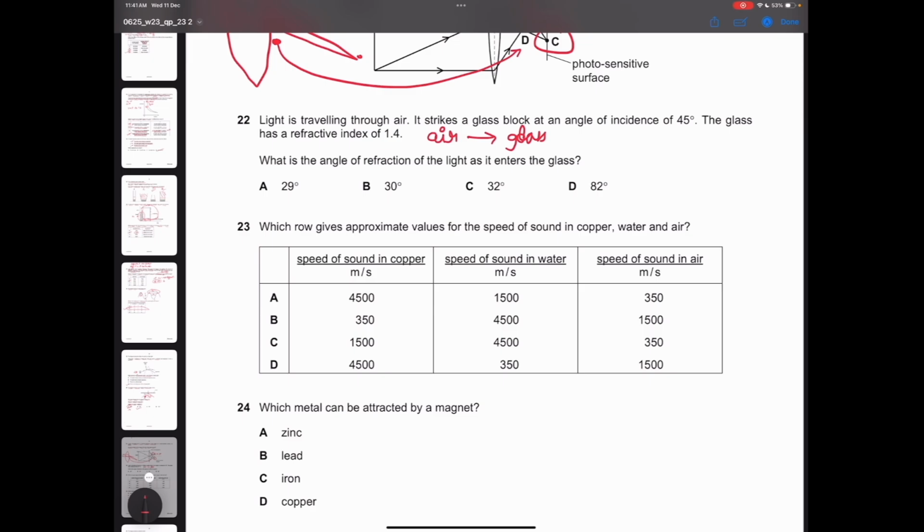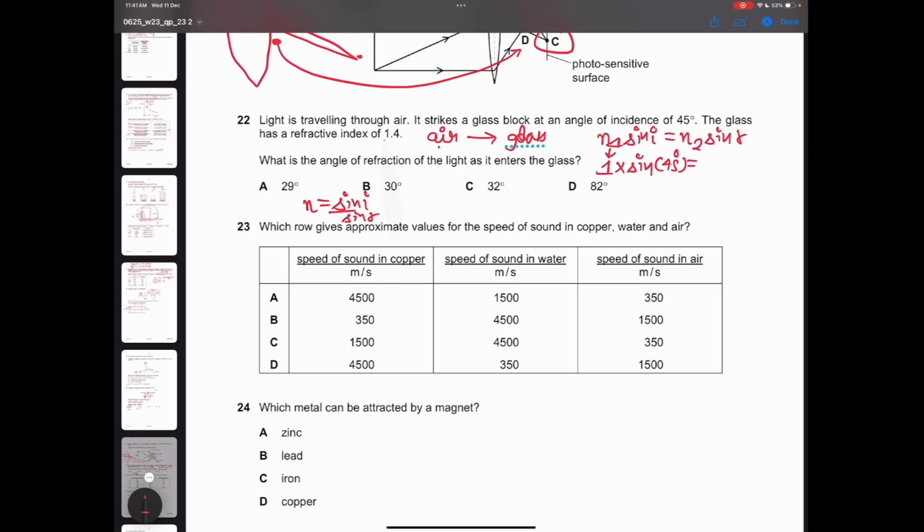A lot of students make mistakes in using this formula, n equals sine i by sine r. So in place of this, I will be using Snell's law, which is n1 sine i equals n2 sine r. Now n1 is the refractive index of medium one, which is air. Air's refractive index is 1 only. What is the angle of incidence? It is sine 45 degrees. What is the refractive index of the second medium, which is glass?